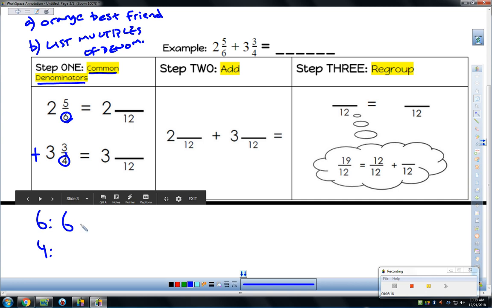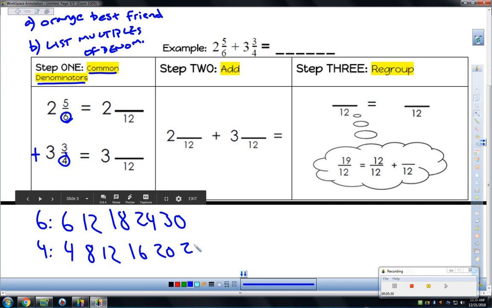6, 12, 18, 24, 30. 4, 8, 12, 16, 20, 24. Notice that they have, in this list, 2 things in common. I'm going to choose the lower of the 2 because that makes my process more efficient. So, right, how do I get from sixths to twelfths?